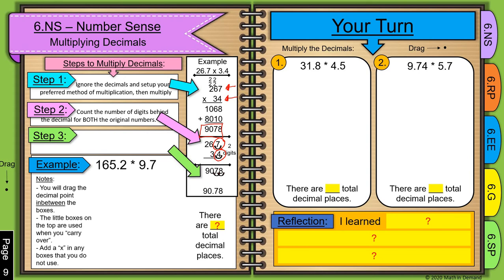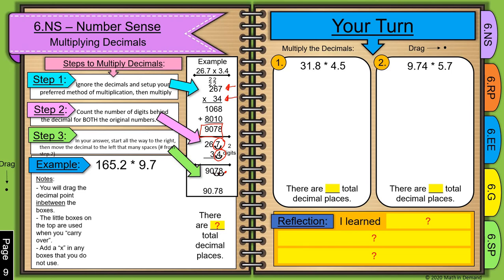Step 3, you're going to take that number that you found and you're going to place your decimal using it. So in your answer, you're going to start all the way to the right. So you're starting all the way over here. And then you're going to move your decimal that many places to the left, that many being the number that you got from step number 2.